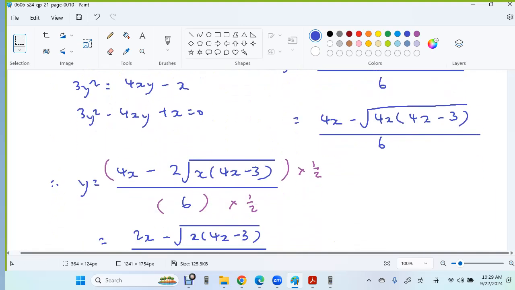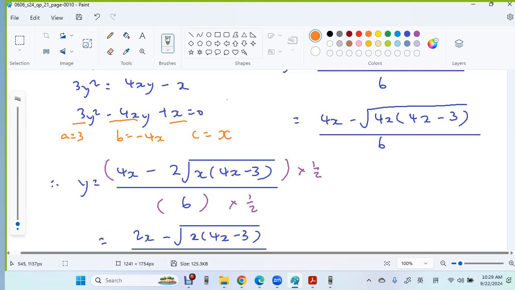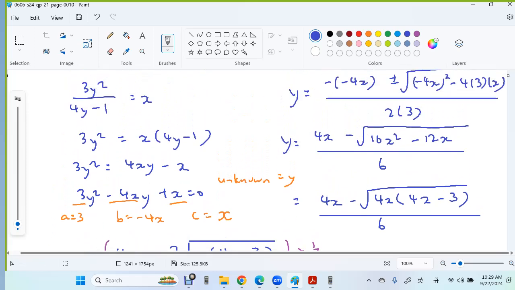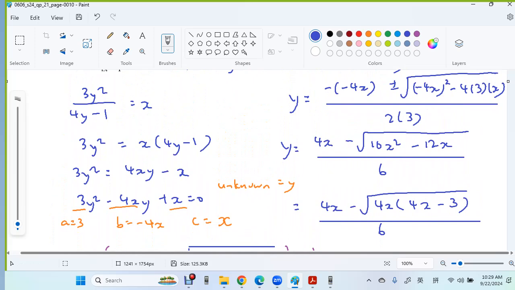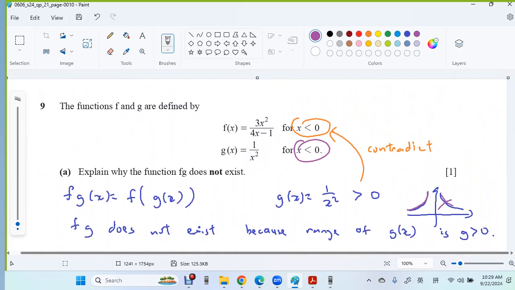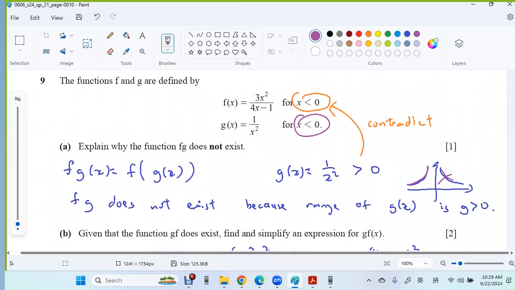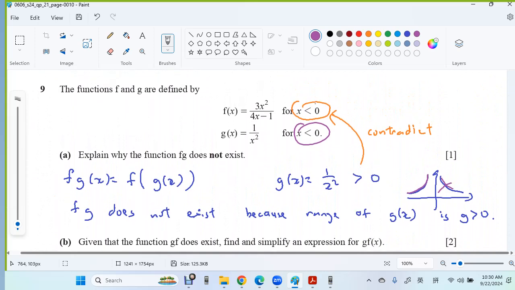So this is a quadratic equation. The a is 3, b is negative 4x, c is x. The unknown here is y. Then we have y squared. This is a quadratic equation. So for this one, we need to justify that the inverse is the negative part only.